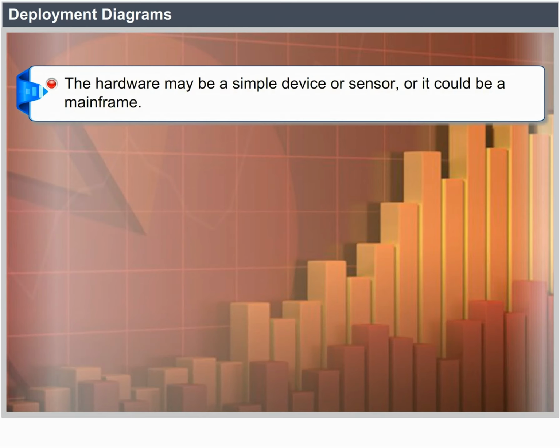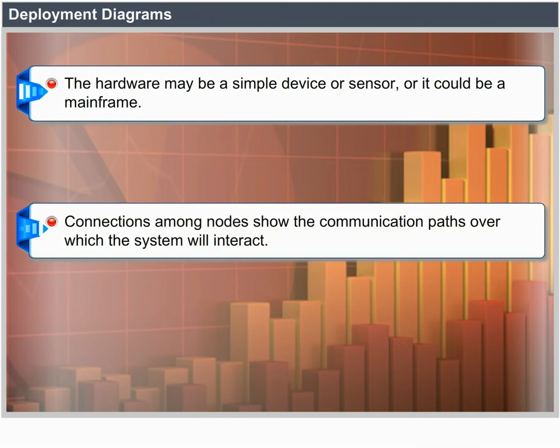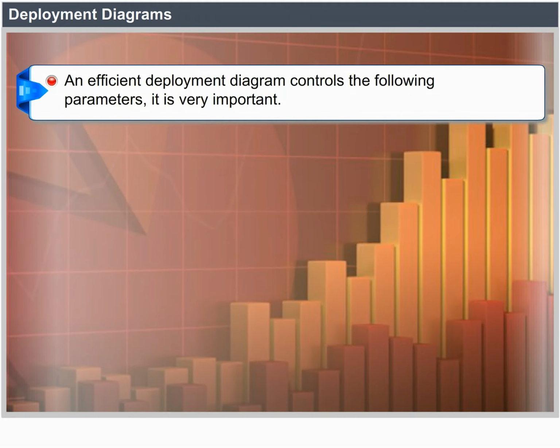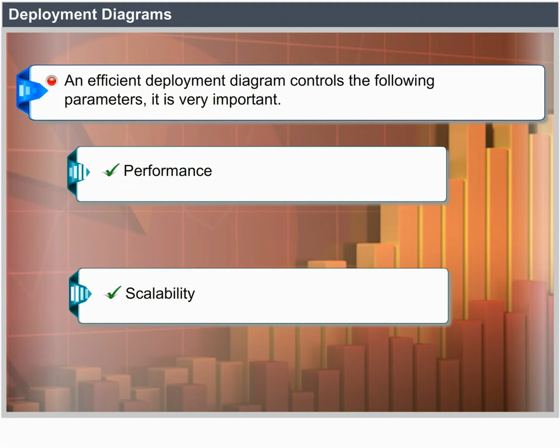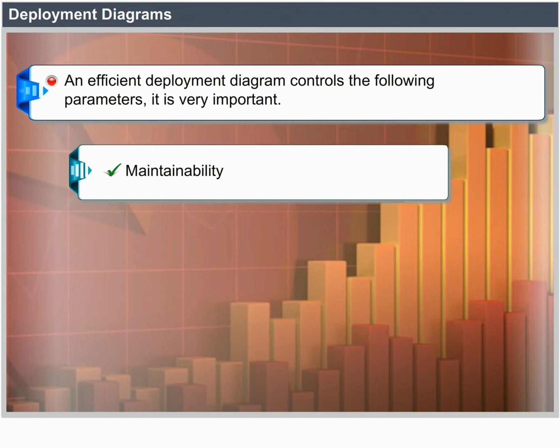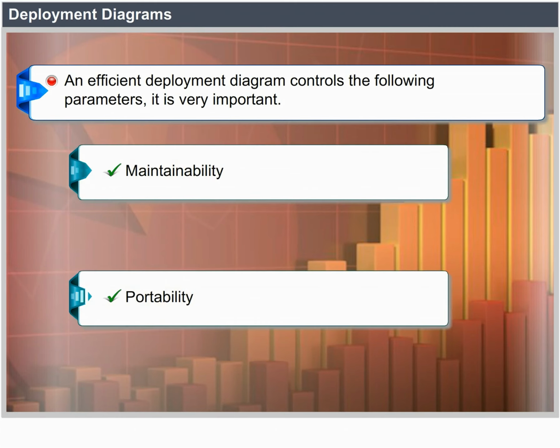The hardware is either a simple device or sensor, or it could be a mainframe. Connections among nodes show the communication path over which the system will interact. An efficient deployment diagram controls the following parameters. It is very important: performance, scalability, maintainability, and portability.